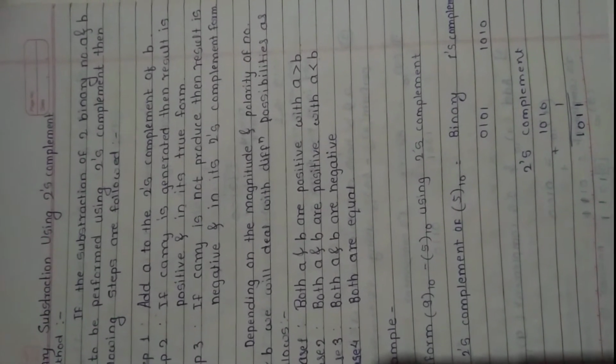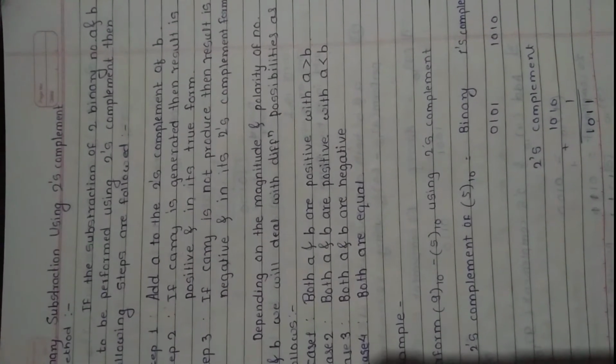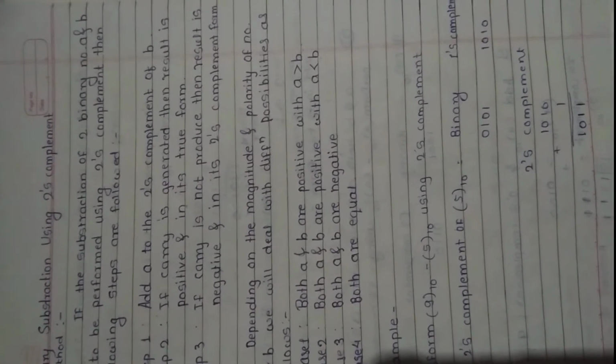If carry is generated and the result is positive, then the answer is in its true form. That is the second step. And if carry is not produced, the result is negative, so take its 2's complement. These are the steps we follow in different problems, and depending upon the magnitude and the polarity of the different A and B numbers, we deal with different possibilities.